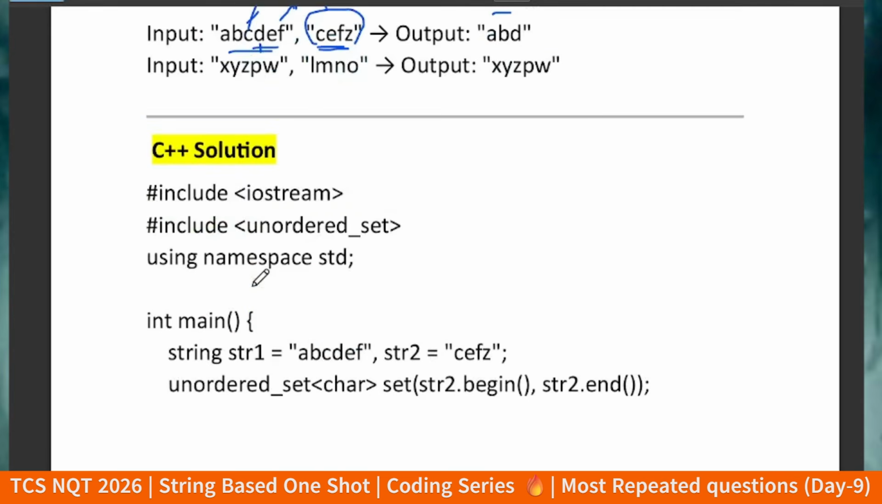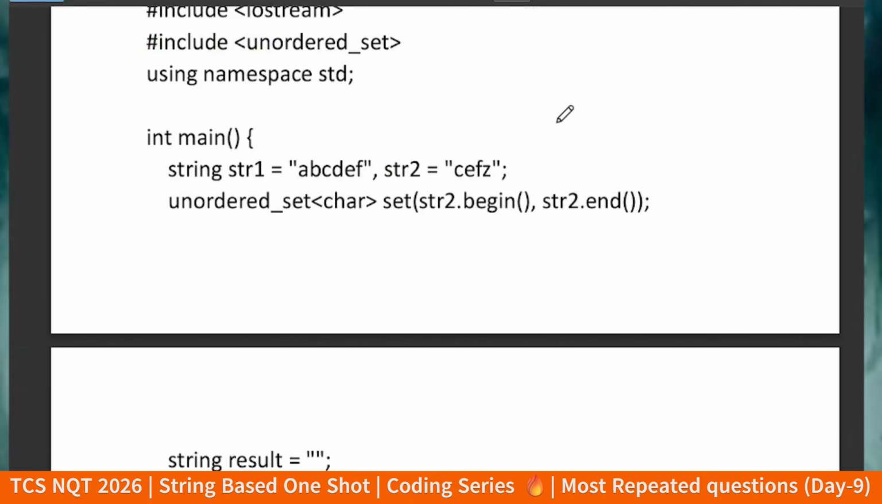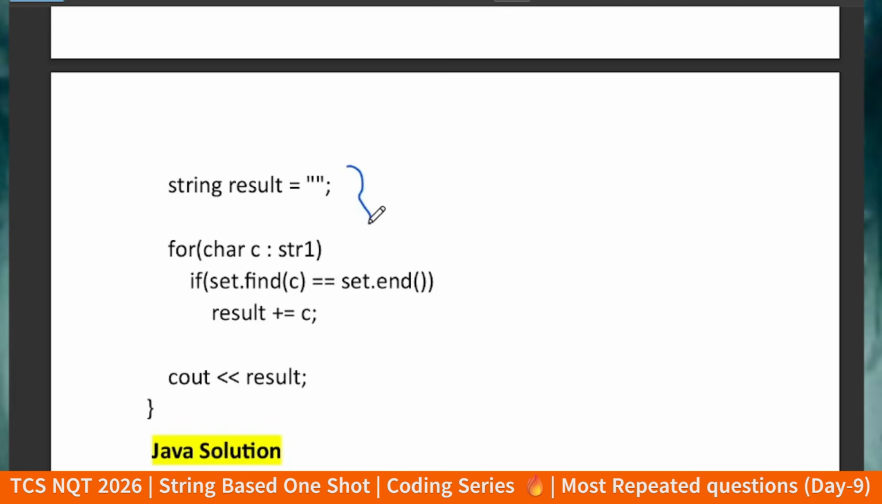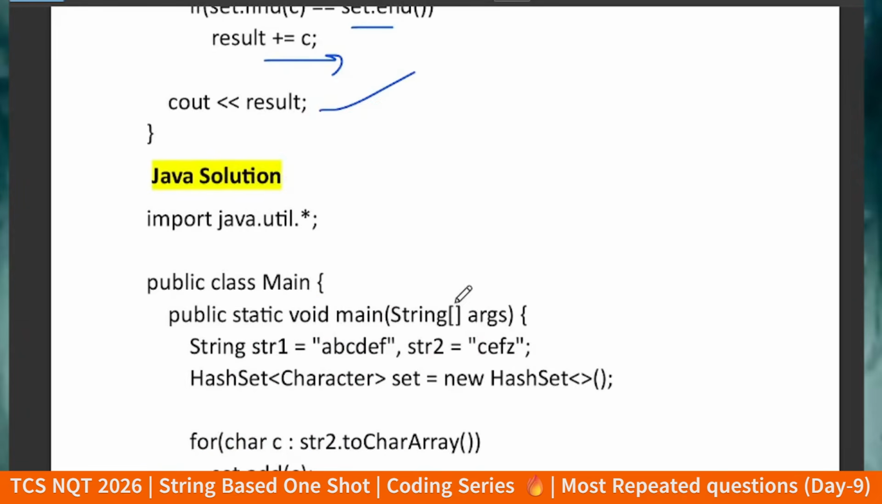So coming to the solution, here I will just take the input. Now in exam you have to take the user input. Got it? So I am using set again. So unordered_set<char> set(str2.begin(), str2.end()) means in set I'm just storing those values, and I will declare a temporary variable that is result. I will traverse the string. Now I will check whether set.find(c) equal to set.end(). So if it is so, then I will append those values in the result and cout the result.